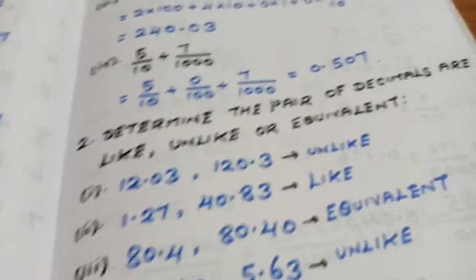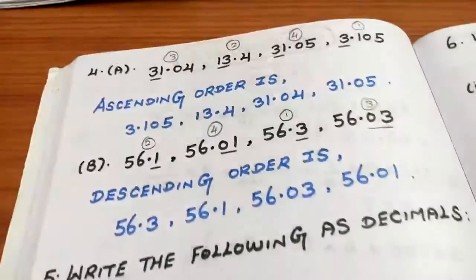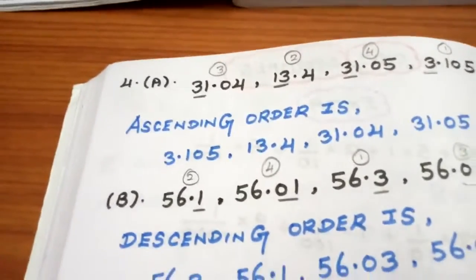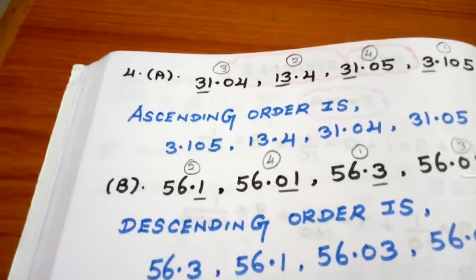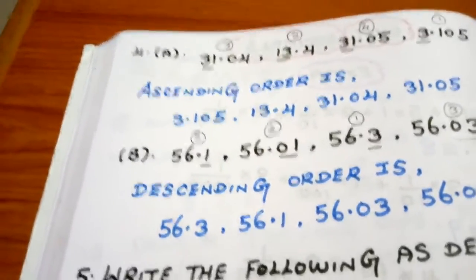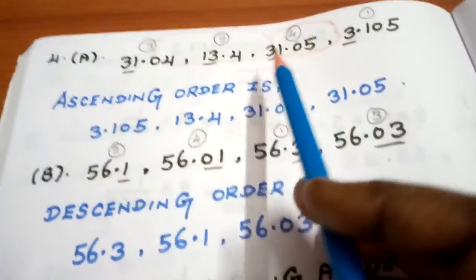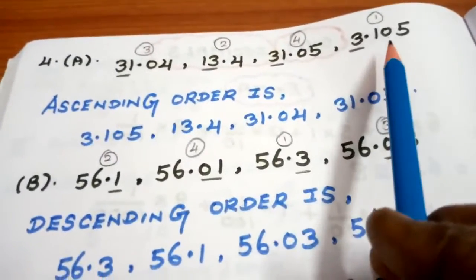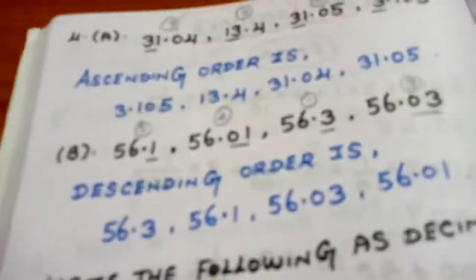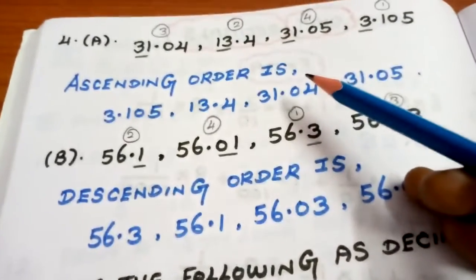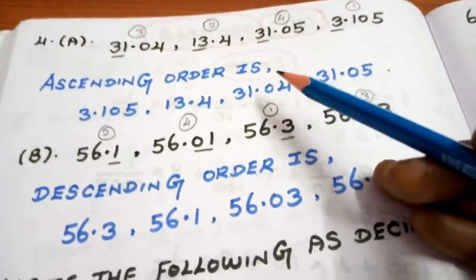Coming to the fourth question, what they have given here is, they are asking you to arrange the given numbers in ascending and descending order. What is the meaning of ascending? Small to big. Descending means big to small. So this is a number they have given here, students. They are going to arrange this number in ascending order. So what is the meaning of ascending order? Small to big.